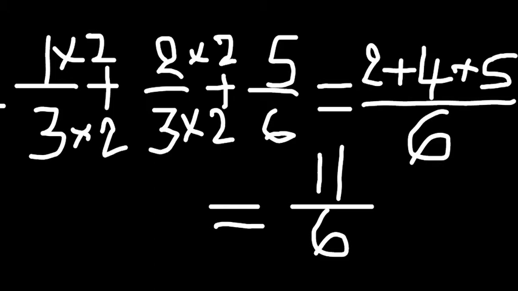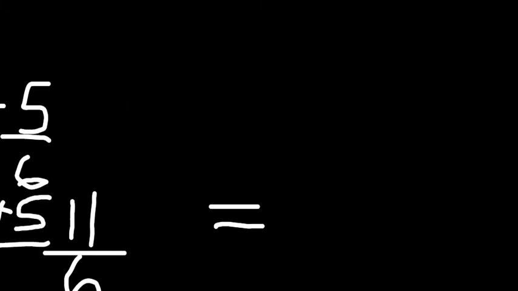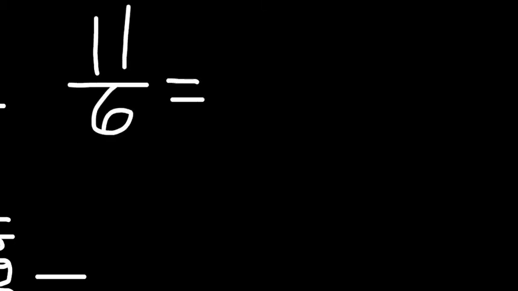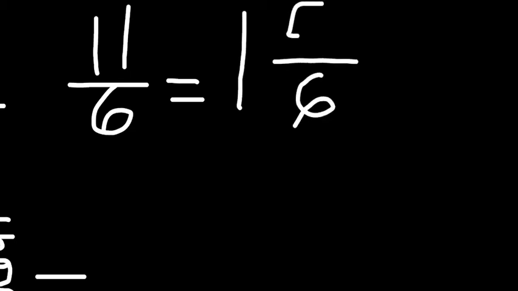Okay, let me get this out of the way. So 11/6, need to change it to a mixed number. 6 goes into 11 one time. You keep your 6 as a denominator and a remainder of 5.